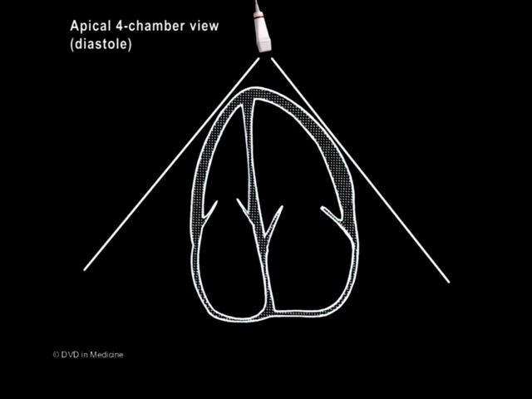To calculate the ejection fraction using modified Simpson's method, one should first obtain a high-quality cineloop of the apical four-chamber view. Using the cineloop, one should find the maximal left ventricular diastolic dimension.